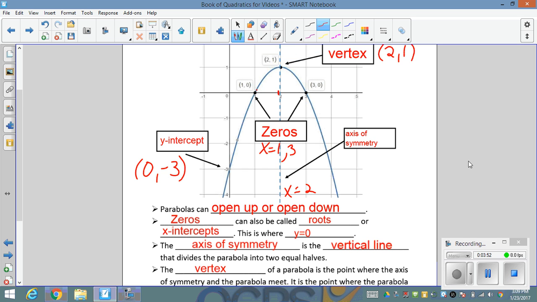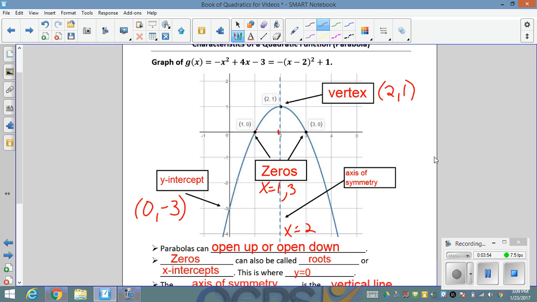So these are our key features for this particular graph. We will go back and look at our key features for the parent function, but these are the things we'll look for each and every time we are graphing a quadratic, each and every time we are graphing where we have an x squared.